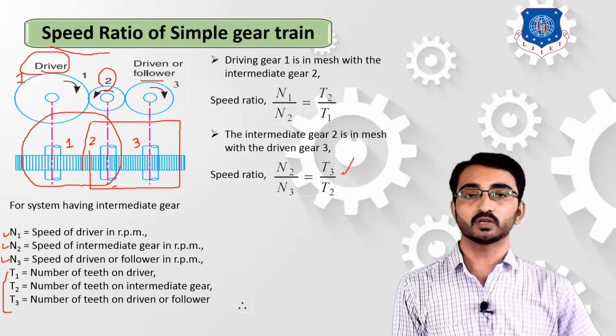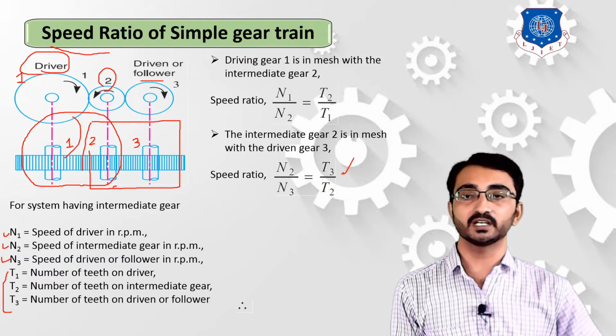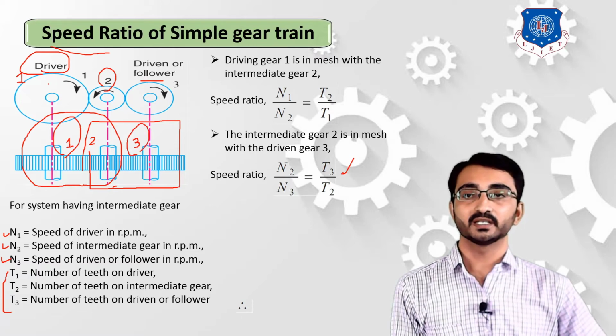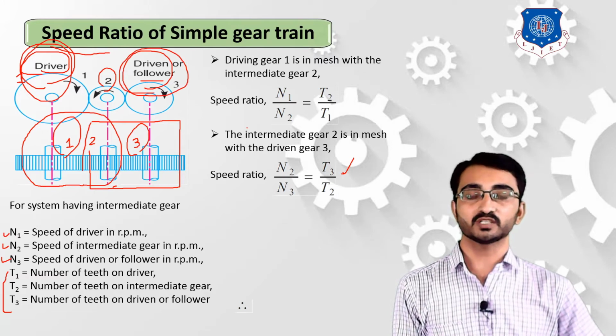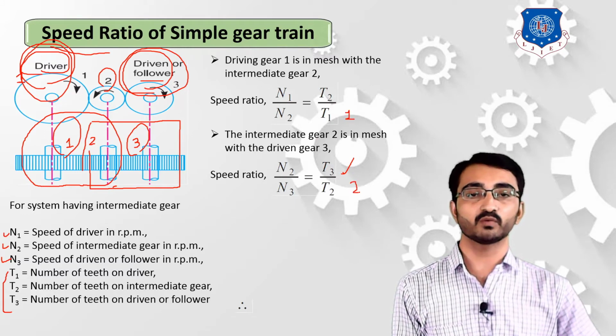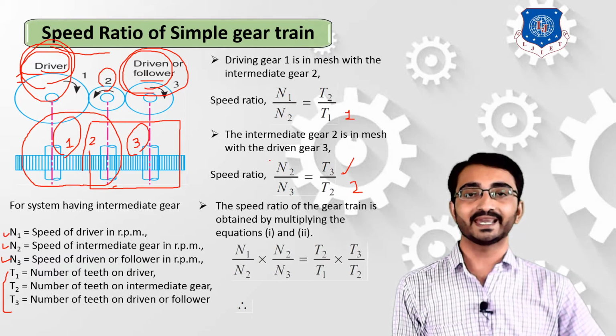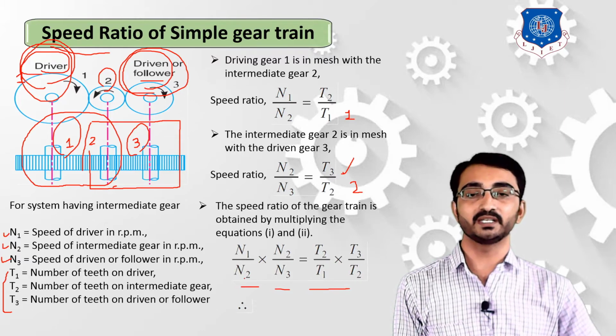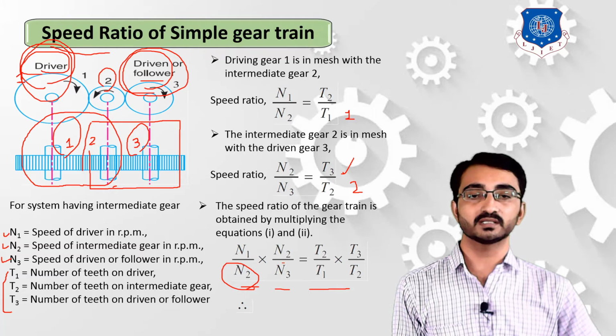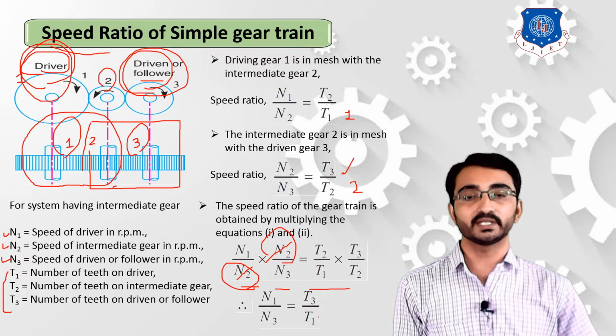Now, if you want to derive the speed ratio for gear 1 and gear 3, because in this assembly gear 1 is the driver gear and gear 3 is the driven, or follower gear, we simply multiply equation number 1 and equation number 2. So we can write N1 by N2 into N2 by N3 is equal to T2 by T1 into T3 by T2. Here we can observe that N2 cancels out, so the equation will be N1 by N3 is equal to T3 by T1.